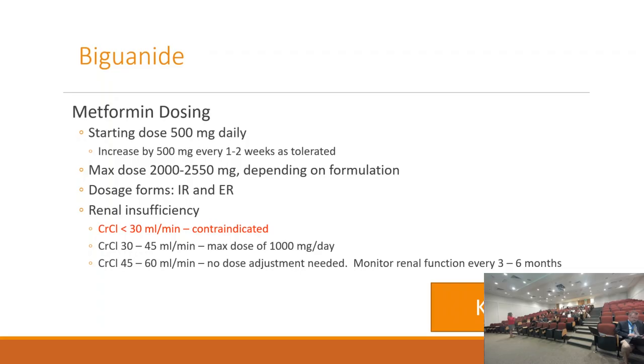Super important to know that it's contraindicated under a renal cutoff of 30 for the estimated GFR due to risk of lactic acidosis, which can be life-threatening. So I think that's all I want you to know from here: we started at a low dose. The max dose is generally 2,000 milligrams or 2 grams, and its renal cutoff is 30.